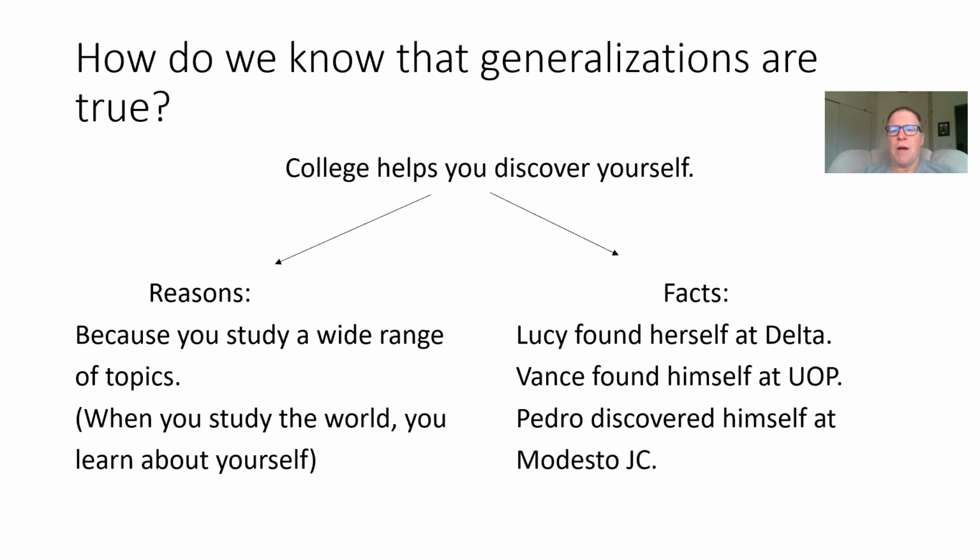specific facts. Lucy found herself at Delta. Vance found himself at UOP. Pedro discovered himself at Modesto JC. Those are specific examples or facts that help you know that college helps you discover yourself. So both are useful. I want to look at reasons. Reasons are really helpful, but there's a limitation. And ultimately, the problem with reasons is they themselves have to be supported by something.